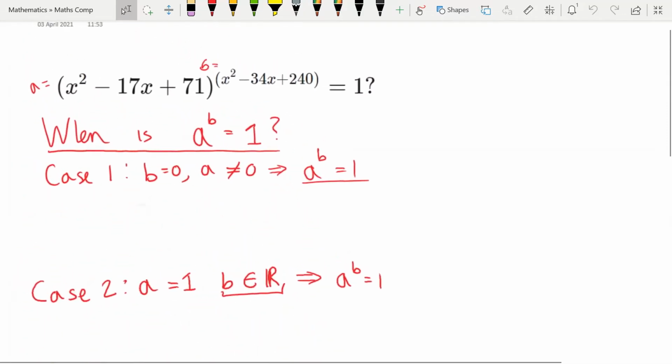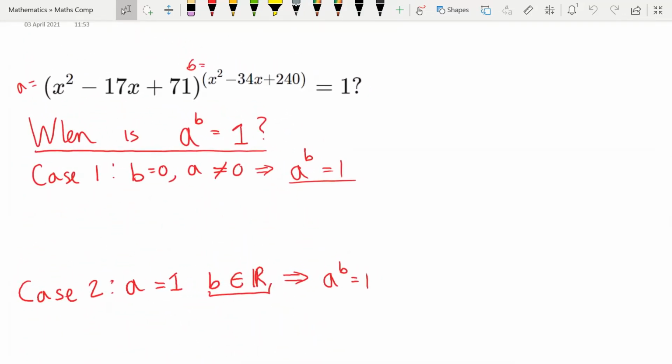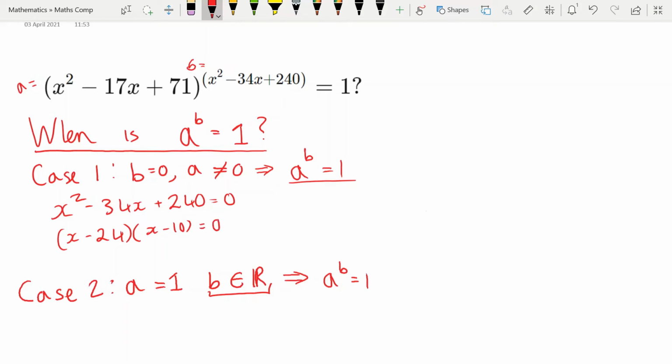So if we look at the first case, when b is equal to 0, this means when the exponent, which is x squared minus 34x plus 240, equals 0, a simple factorization can be seen of x minus 24 times x minus 10 is equivalent to 0. So we've got two solutions of x equals 24 and x equals 10.